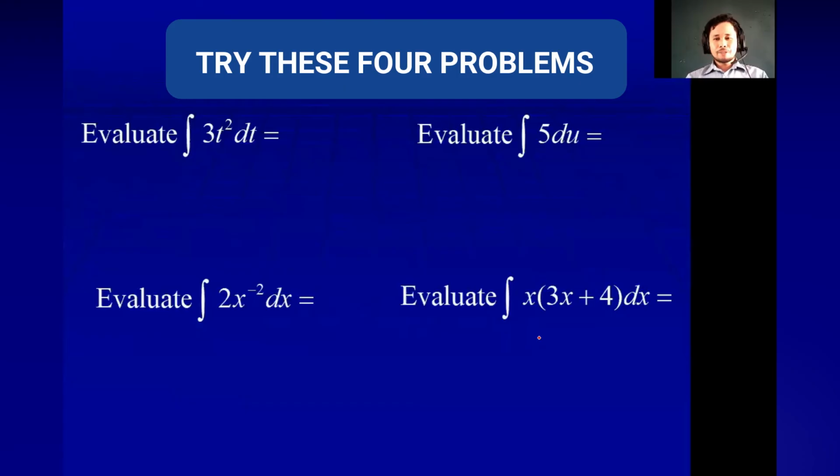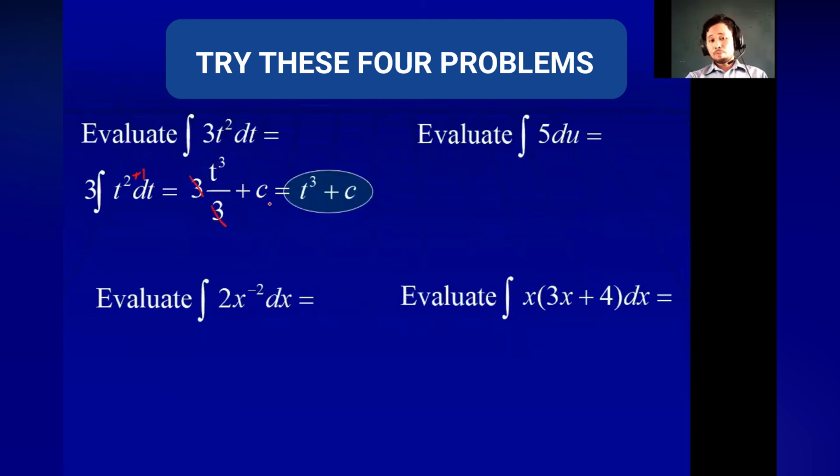Okay, so to answer the first problem, we apply here the constant multiple rule for integration. So we pull out 3 and then we integrate t squared. So that is 3 and then the integral of t squared dt. We add 1 to the exponent, so plus 1 here, and that's the reason why we have 3 here as the denominator, plus c. 3 divided by 3 is 1, so we have t cubed plus c.